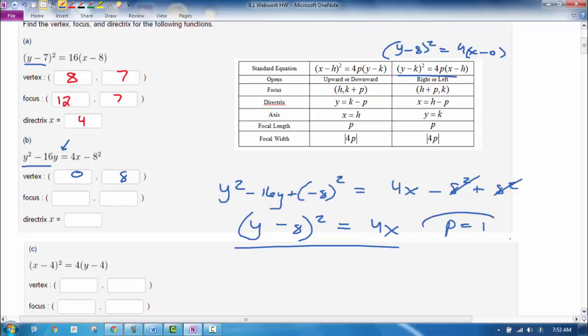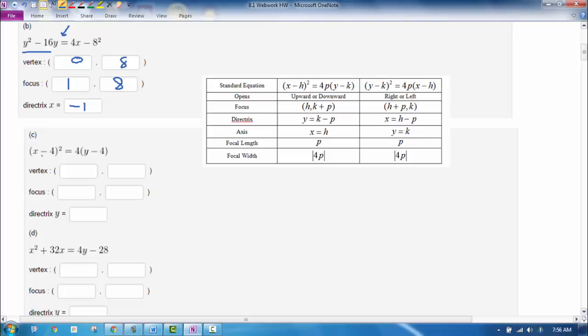So that's another important piece of information. So my focus then is negative 1. I'm sorry, my directrix is x equals negative 1. My focus is h plus p, so it would be 0 plus 1, which is 1, comma k. And k is, once again, 8.